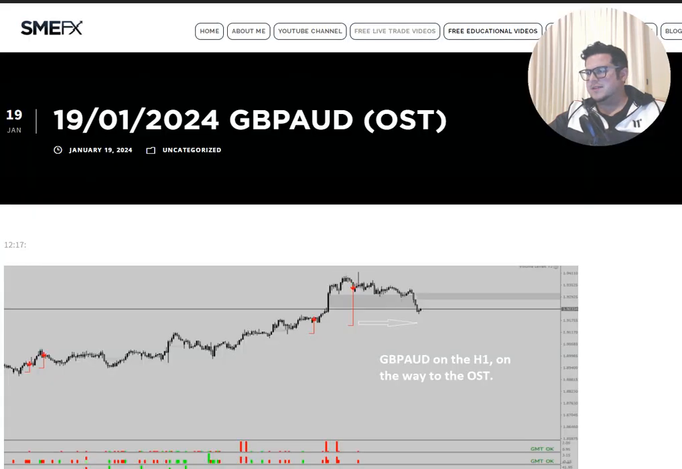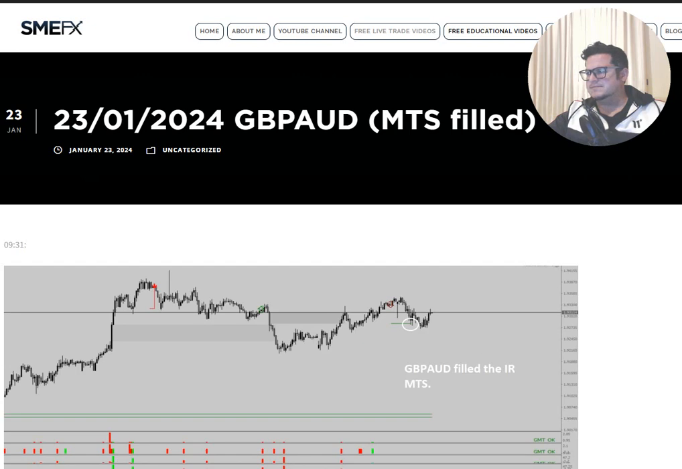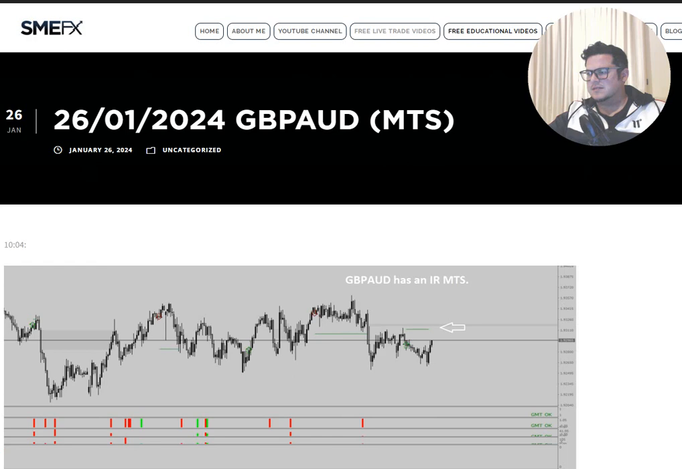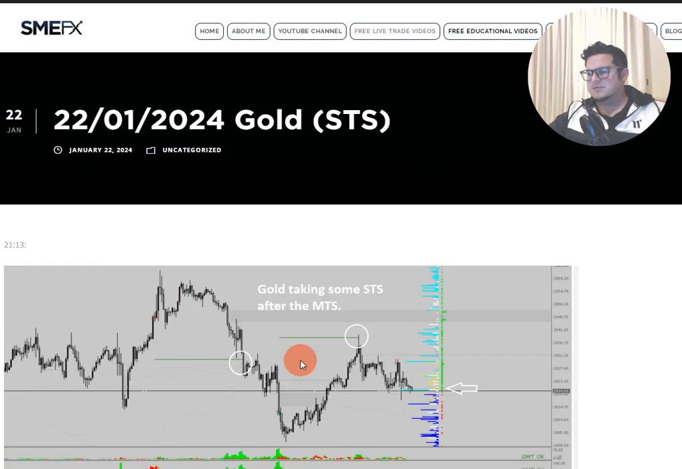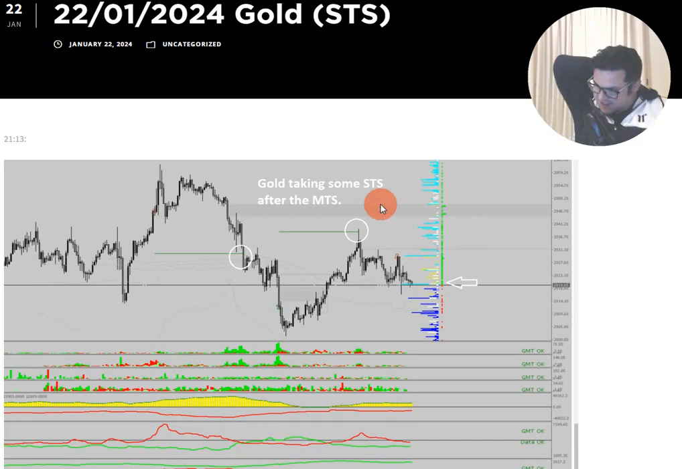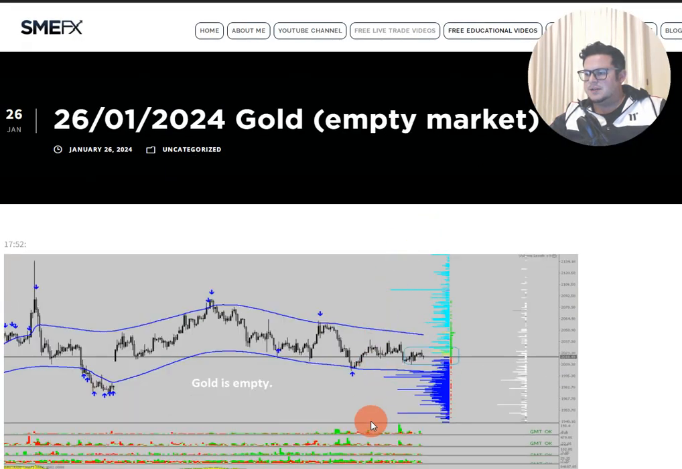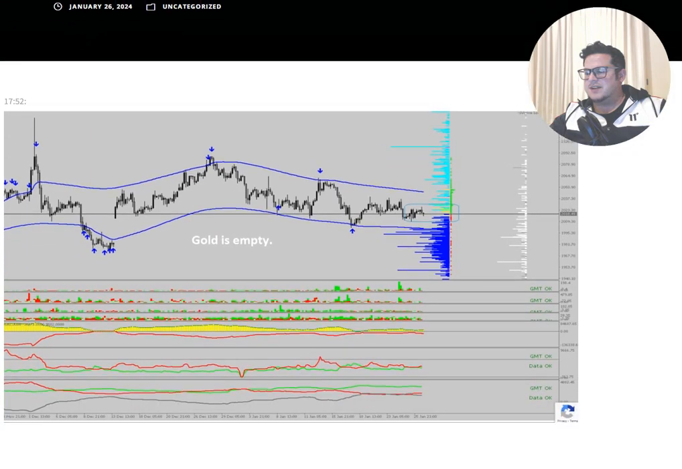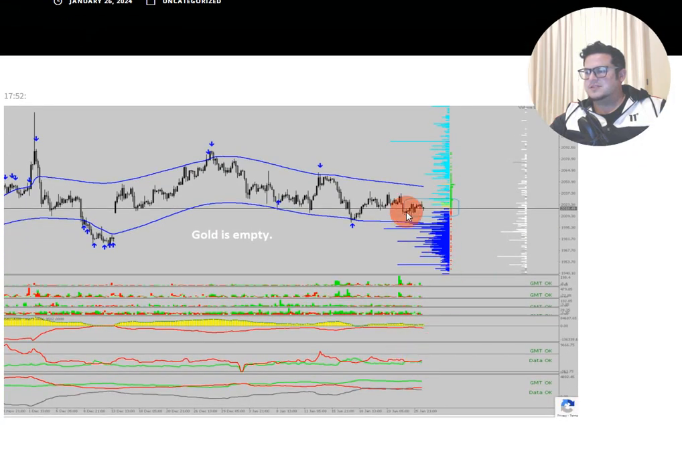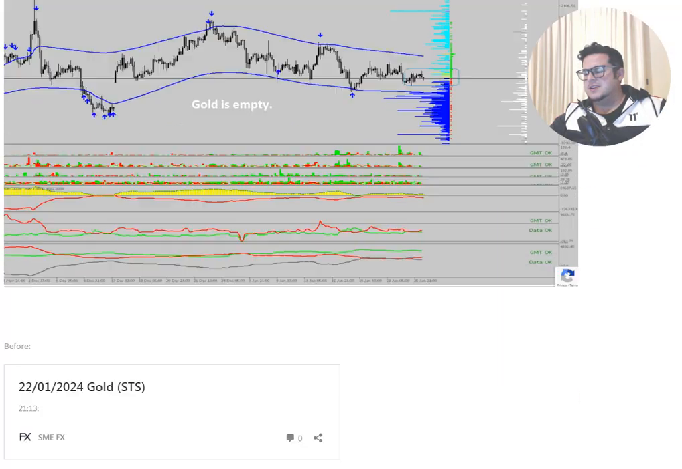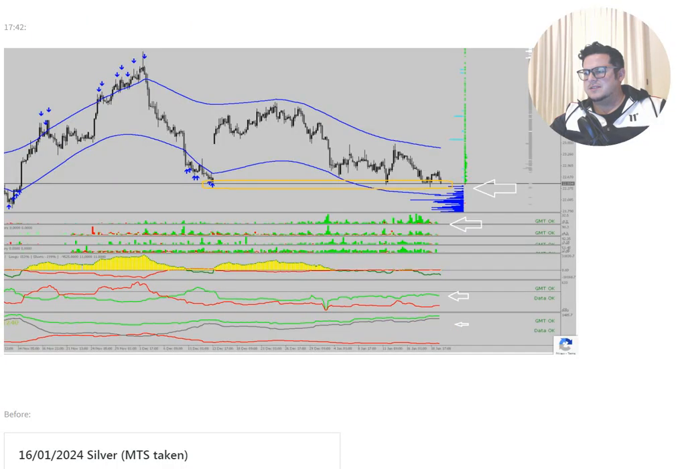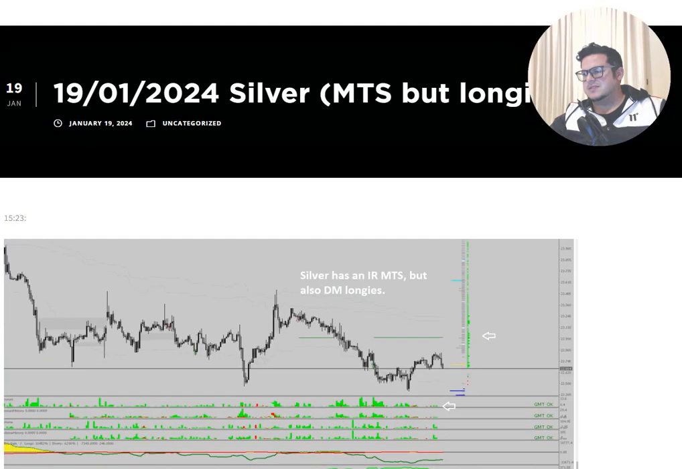Pound Aussie, you remember that we also had the OSTs. It took the MTS in a range, bam, bam. And gold, yeah, so took the lower MTS, took the upper MTS with precision, then came off. Overall, you see the market was, however, empty. Okay, neither longies or shorties dominating. It went sideways. I didn't place a trade there this week, and silver, as discussed, was the better choice.